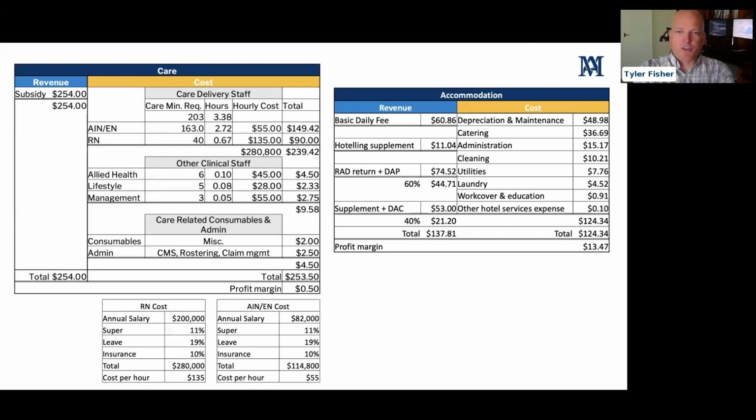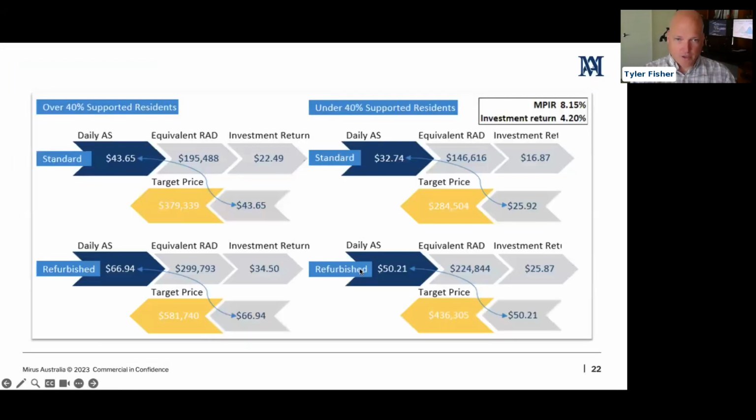And another useful way to look at room pricing is to reverse calculate a price based on the accommodation supplement. I've done that on the next slide, where all I've done is take the MPIR and assume a rate of return on RAD holdings. The current MPIR is 8.15%. Investments, even term deposits, are benefiting from rate rises.